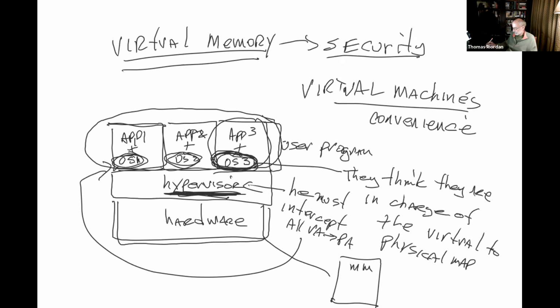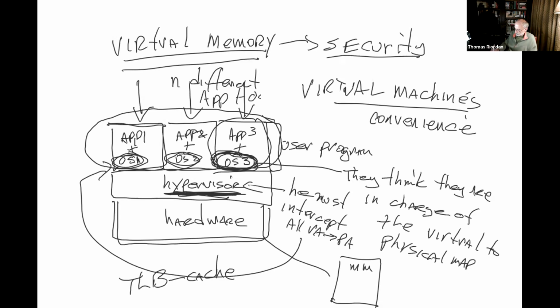And so now what has to happen in the CPU is that our friend there, the TLB, the cache, has to now be able to map the translations for 3 or n. 3 is just an example here, for n different app plus OSs must be translated in the CPU, in the TLB. Otherwise, it'll be ridiculously slow.